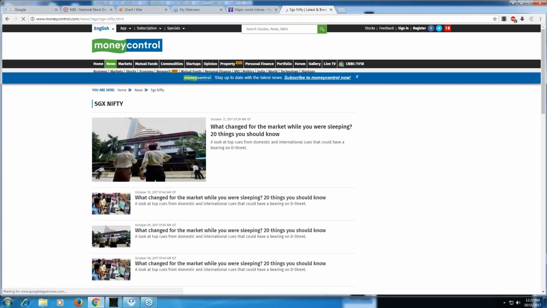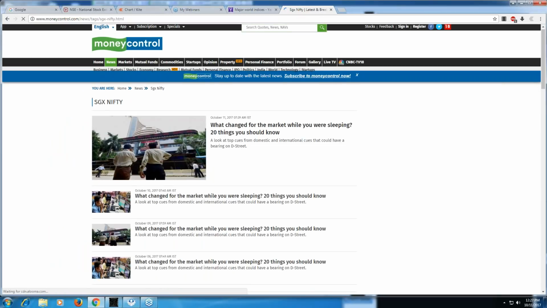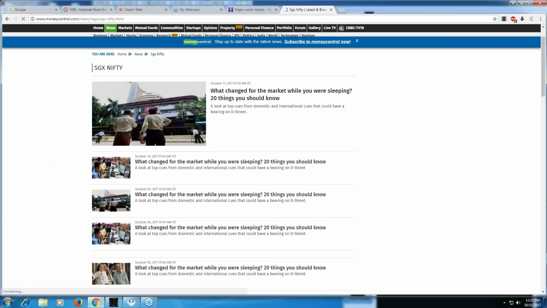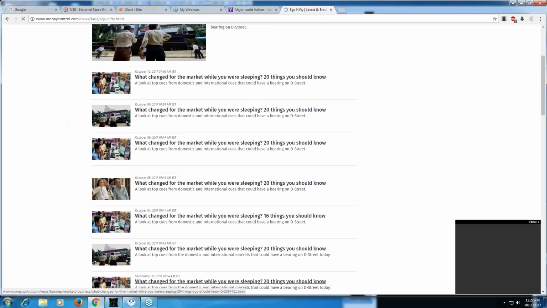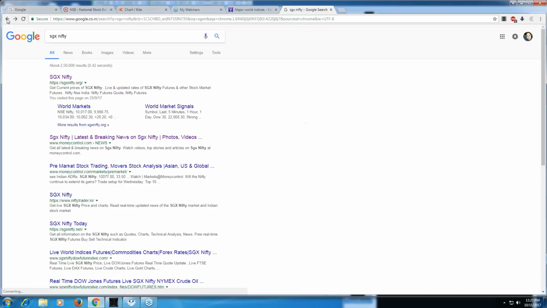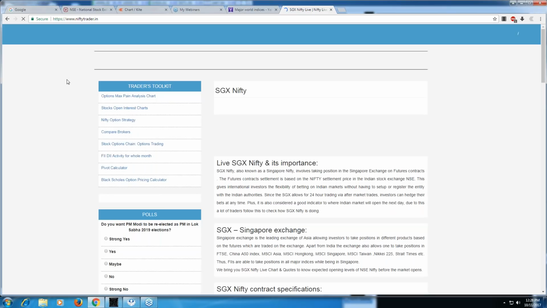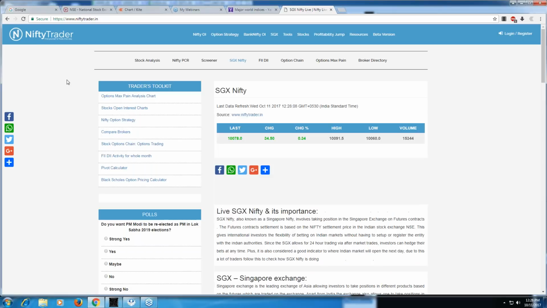So you can check it in many places. SGX Nifty also should be able to give it to you. If it gives you positive, it means Indian markets are also going to be positive, right? You can get it at many places. This place is the best place. I don't know why it's blocked today. Here it shows last change, 34 points, right? That means it is positive.